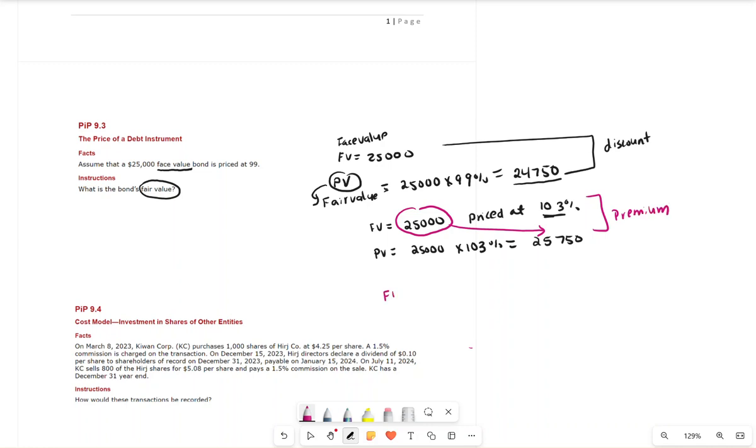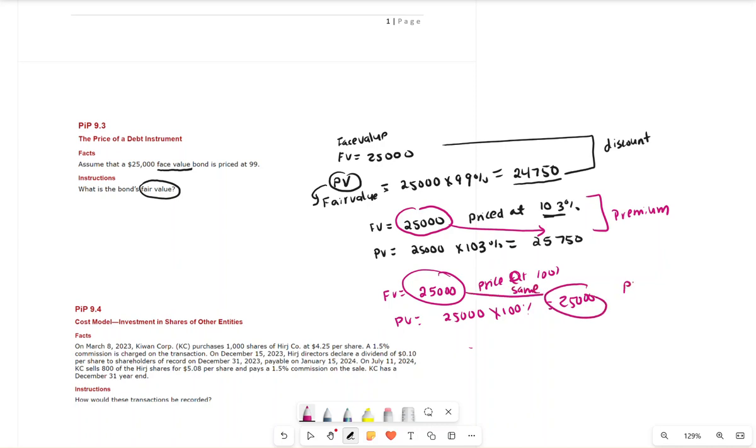The next one: if the face value of your bond is 25,000 and it is priced at 100%, that means the present value of the bond will also be 25,000. If the present value and the face value are the same, then we call it a par value bond. So you could have a discounted bond investment, a par value investment, or a premium bond investment.